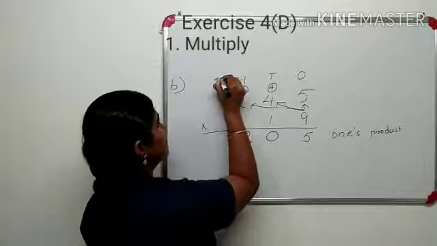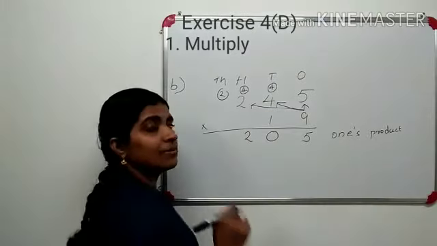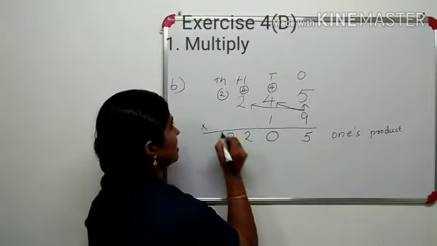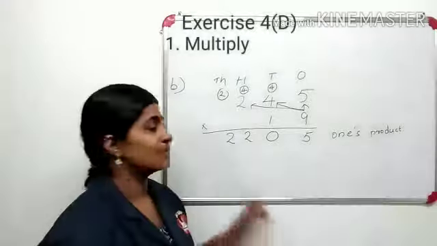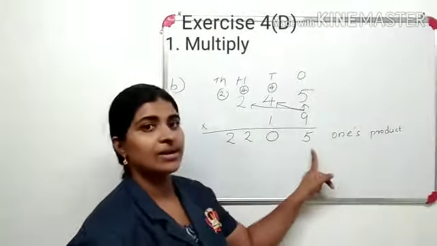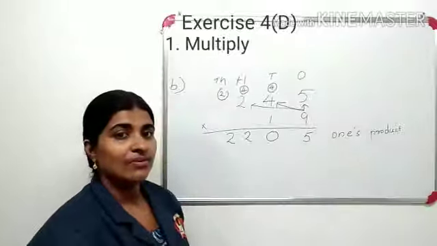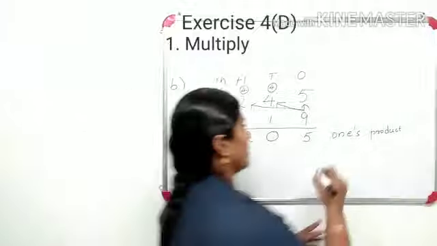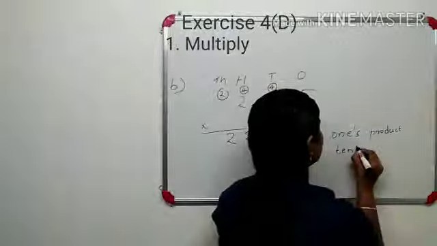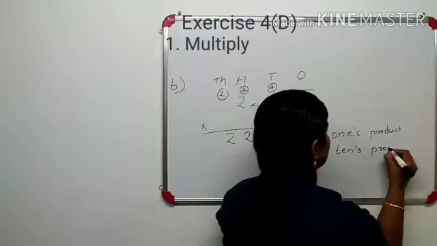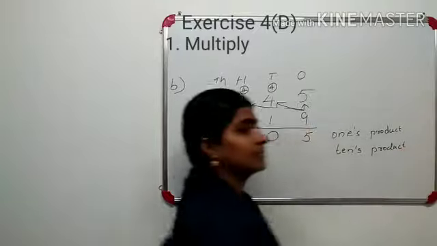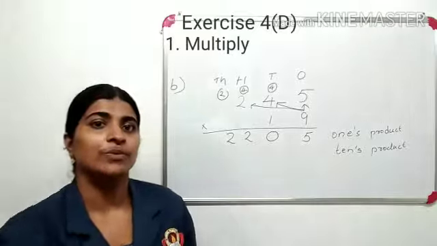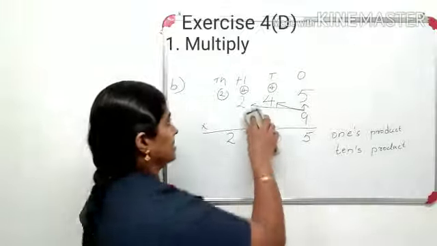That is in thousands place and there is no digit to multiply by 9. So we are writing this 2 here in thousands place. So the ones product is 2205. Then we need to find which product? Yes, tens product. Can you please find out the tens product? I hope you all got the tens product.